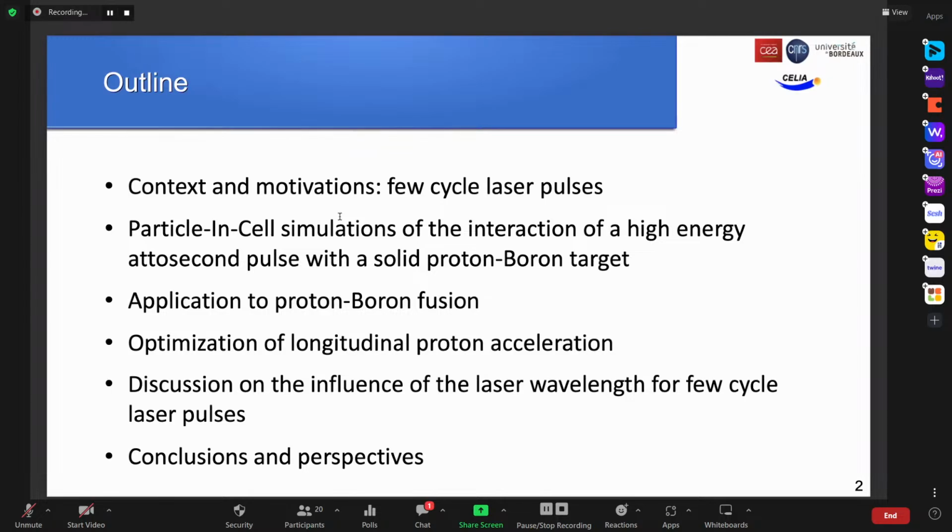of the interaction of high energy attosecond pulses with proton boron targets, with just a quick discussion of how we could apply this to proton boron fusion. And for this proton boron fusion, it's more the transverse acceleration that is of interest. And so after, I will discuss briefly the efficiency of using few-cycle pulses for longitudinal proton acceleration in this regime. And finally, I will discuss the influence of the laser wavelength for few-cycle laser pulses.